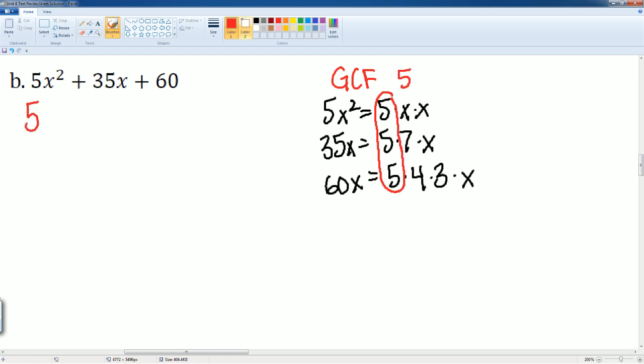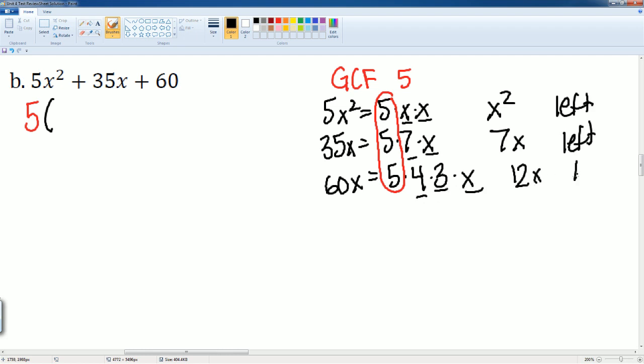So I put a 5 here, put a parentheses. Let's see what's left. From the 5x squared, x squared was left. 7 times x is 7x left. And then 4 times 3 is 12, which is also left here. So what do I have left in here after I pull out the GCF of 5? x squared plus 7x plus 12. Why do I keep putting an x here? It's just 60, right? There's no x for the 60.